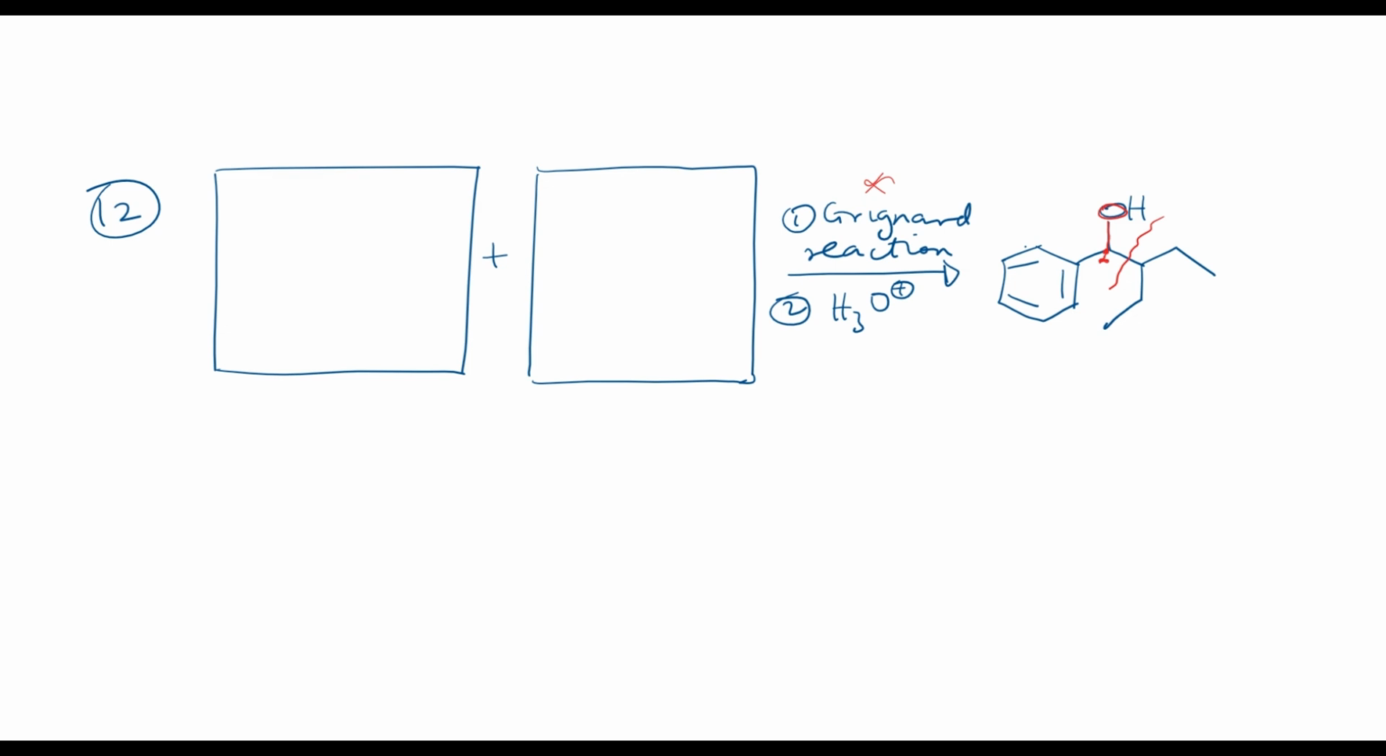So my Grignard reagent will be this. And I will attach magnesium to this carbon that is originally joined to the carbon with the oxygen. And my carbonyl compound will be this. So that means I need to make this a benzaldehyde.